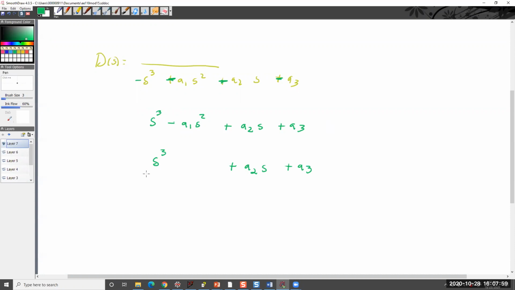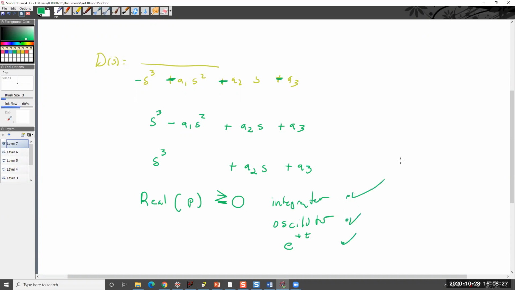If the real part of the pole is greater than or equal to 0, you either have an integrator, oscillator, or e to the plus t. And those things are systems that are not in control.